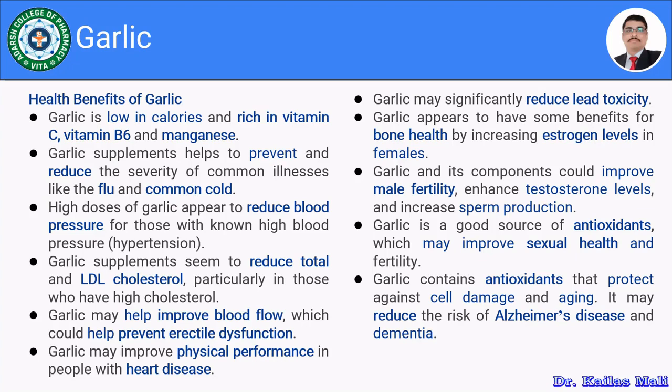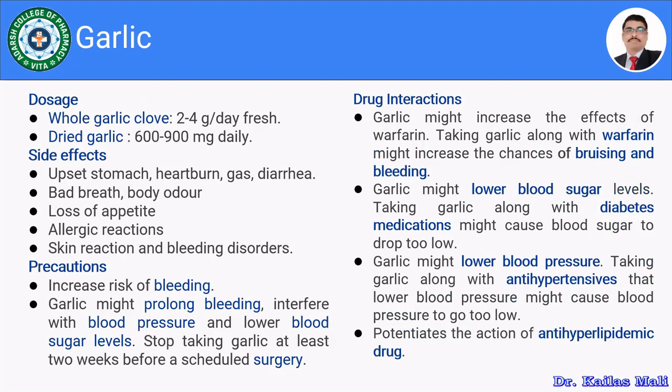Garlic is a good source of antioxidants, so it is going to reduce the oxidative stress, which could be helpful to improve the sexual health and the fertility. As the garlic contains antioxidants that protect against cell damage and aging, it may reduce the risk of Alzheimer's disease and dementia. So these are the certain health benefits of the garlic. Let us move towards the dosage of the garlic.